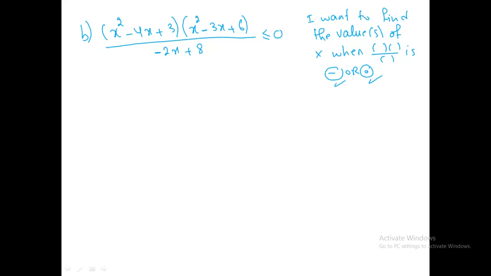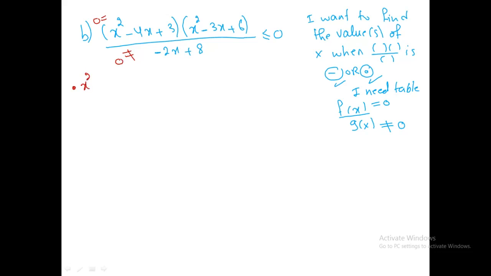To do this, I will draw the table, then I will choose where we have negative or 0. When we have a rational function and I want to draw a table of sign for it, I say the numerator equal to 0 and the denominator does not equal to 0.